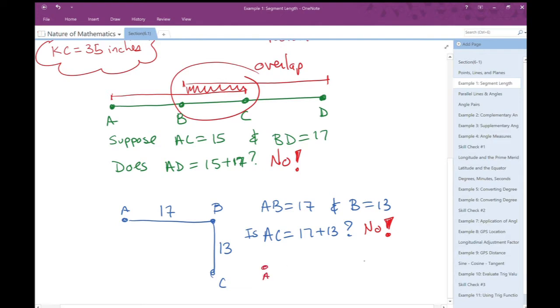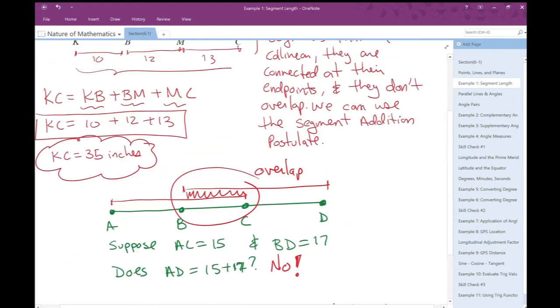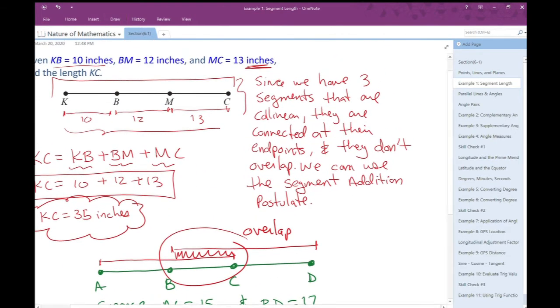If it was drawn this way, A to B to C, then that would be fine because they're all in a straight path. But we see here in this drawing, AC is actually this path here. AC has nothing to do with AB plus BC. AC is not equal to AB plus BC because they're not collinear. So we need to have segments that are collinear. They have to be connected, and they cannot overlap. Those are the conditions we're looking for.